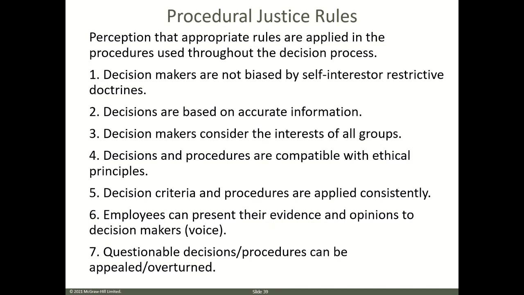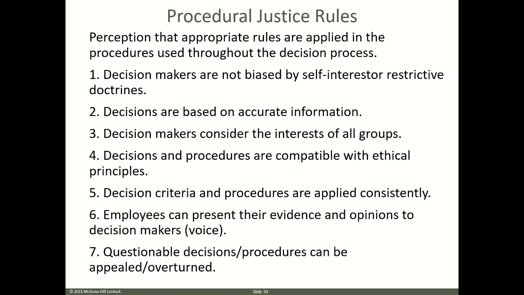There are some rules. What are the procedures? The perception that appropriate rules are applied in the procedures used throughout the decision process. Decision makers are not biased by self-interest or restrictive doctrines. Decisions are based on accurate information. Whatever the decision is, the decision maker considers the interest of the whole group, not just one individual.